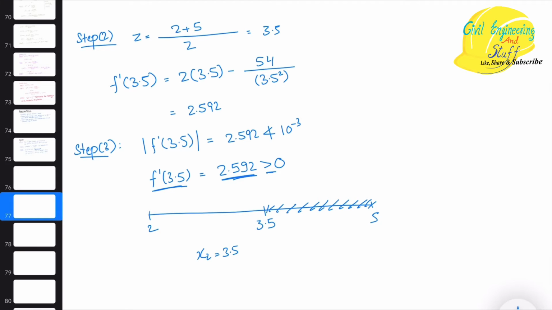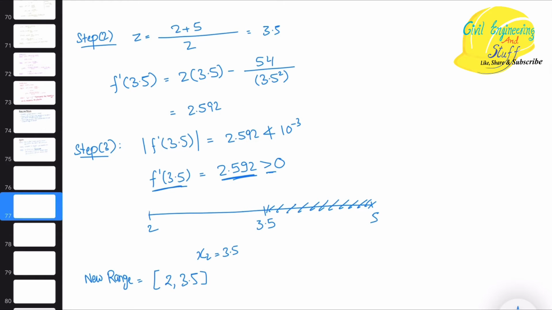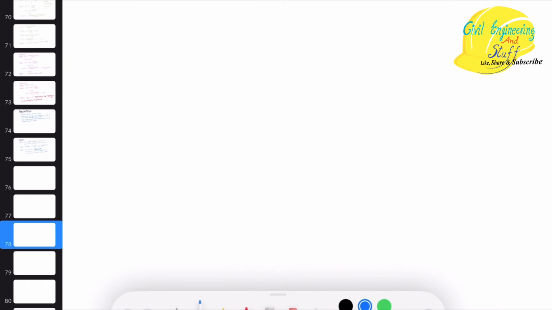So our new range is 2 comma 3.5. This is our new range, 2 comma 3.5, right? And then we'll move back to step number 2. We are going to proceed to iteration number 2.